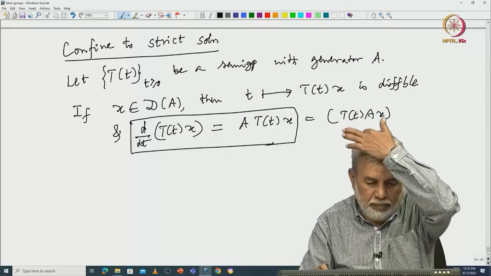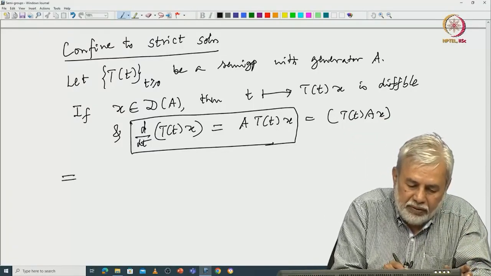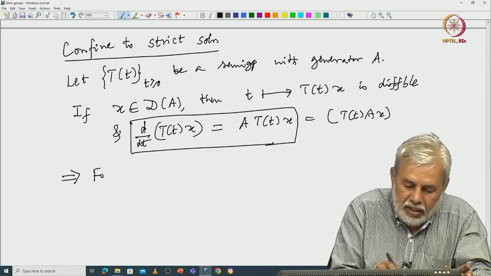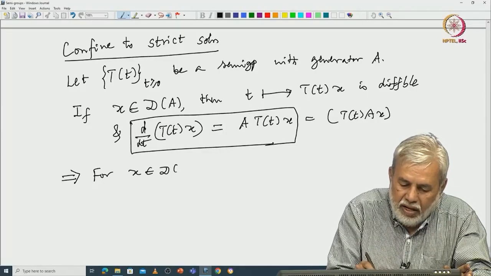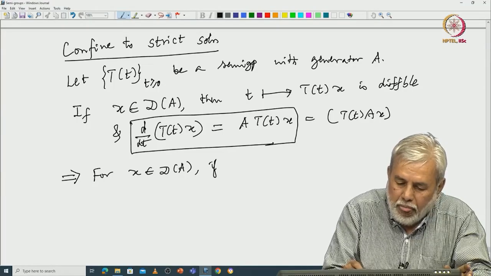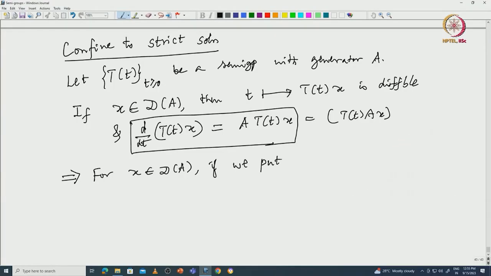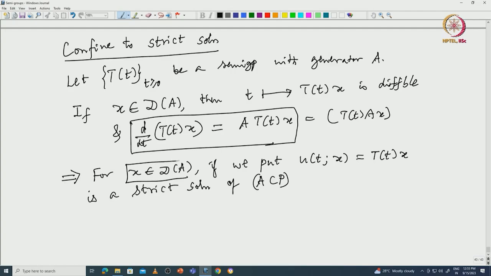So even for the strict solution, this implies that for x in D(A), if we put u(t, x) as T(t)x, it is a strict solution of the ACP. The only thing is we have to take the initial data in the domain of A, but not an arbitrary vector in X. So the converse is also true.